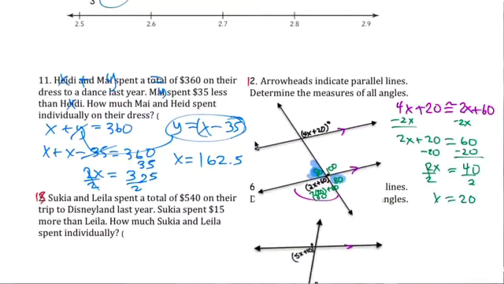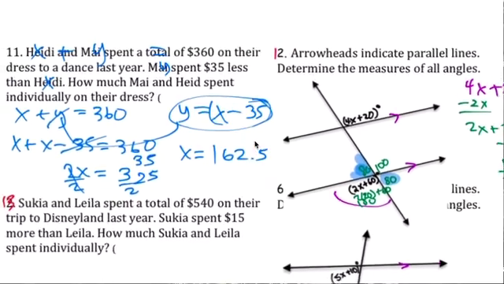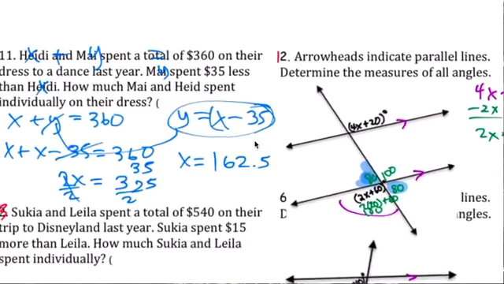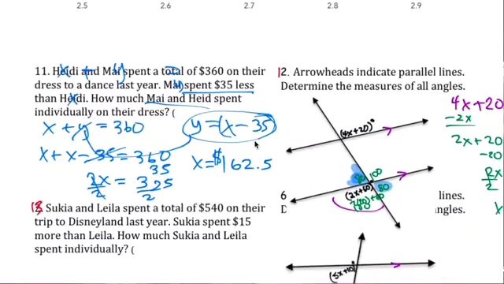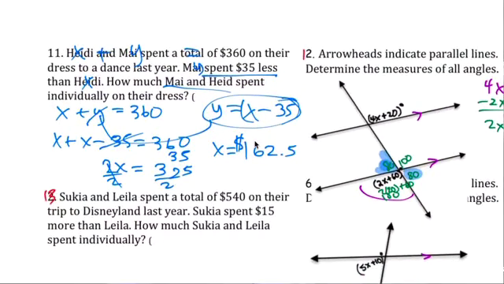So x is what Heidi spent. Heidi spent $160.50. Well, Mia spent 35 less than that, so minus 35 from that, and you'll find what Mia spent, okay? So write down Heidi spent and Mia spent.